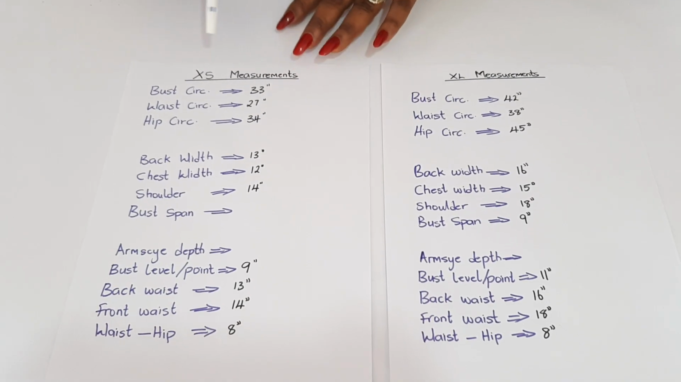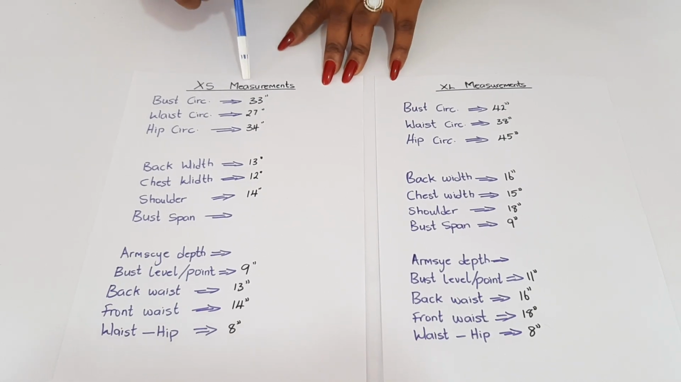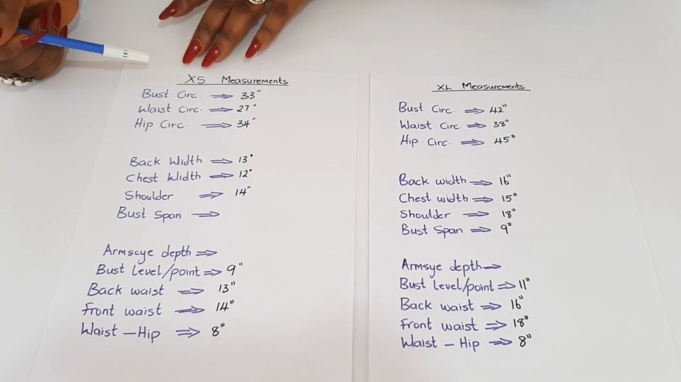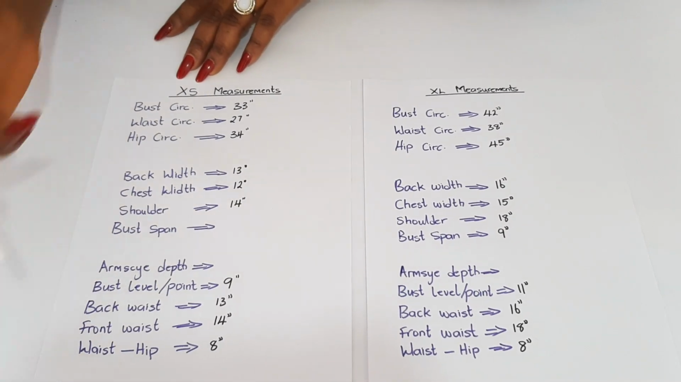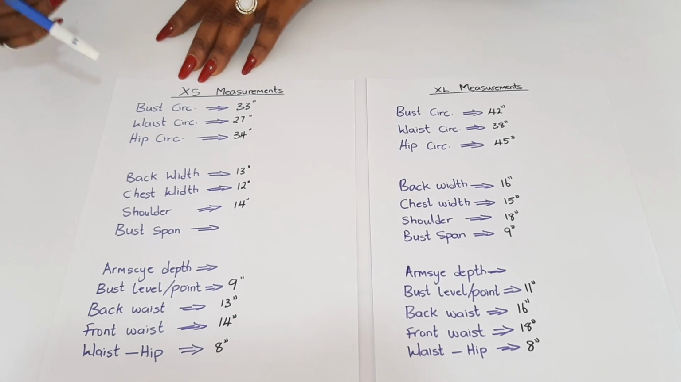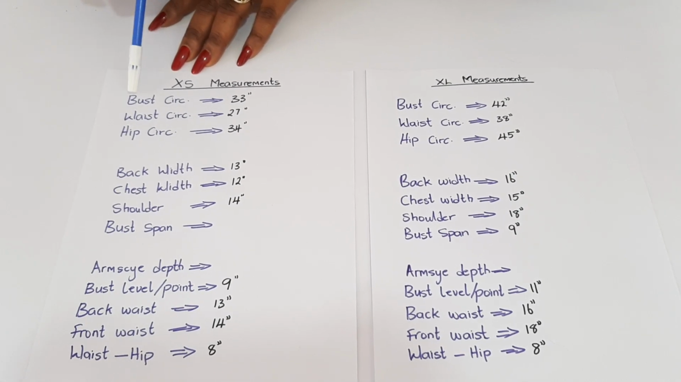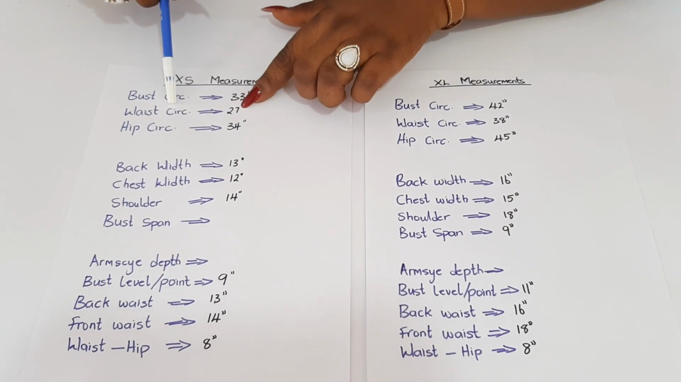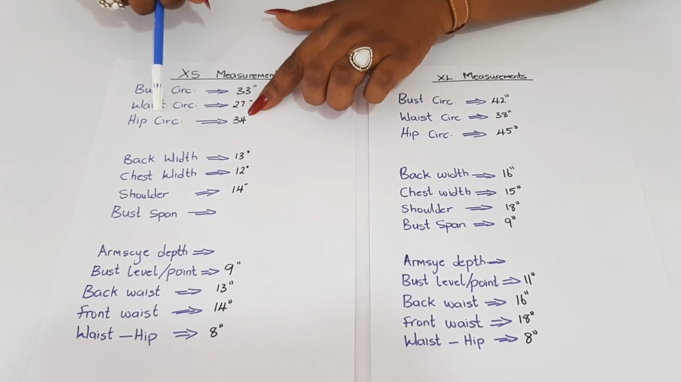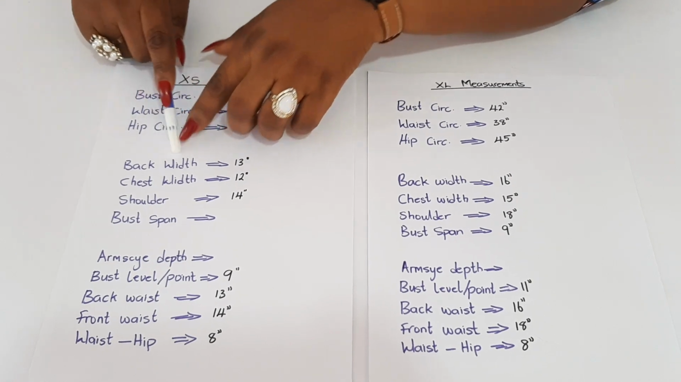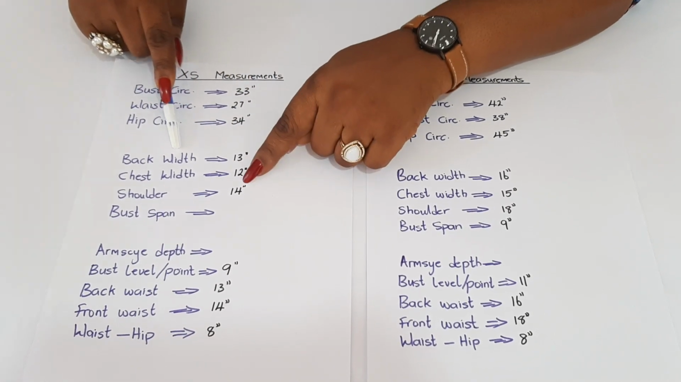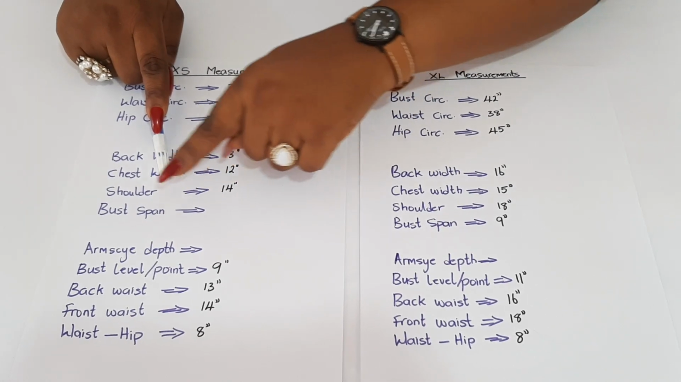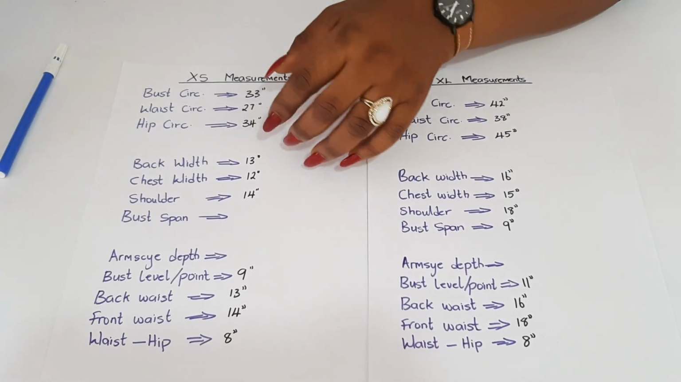Here I have the two measurements. This is for the extra small or small size, while this is for extra large, which is my own measurement. Now, these are the measurements you have to take for yourself, which I've explained in how to take your measurement. So for the extra small, the bust circumference is 33, the waist circumference is 27, the hip circumference is 34. Going on to the back width, it is 13, the chest width is 12, our shoulder measurement is 14, then our bust span is 7. I forgot to write that.